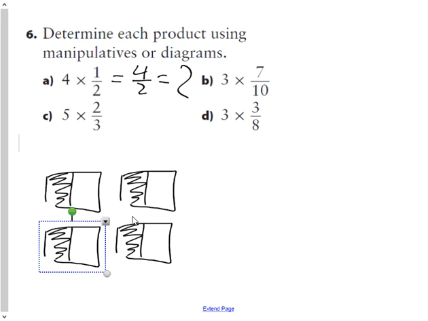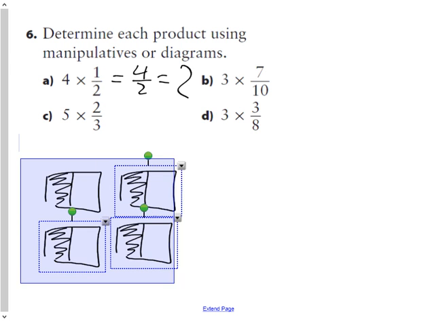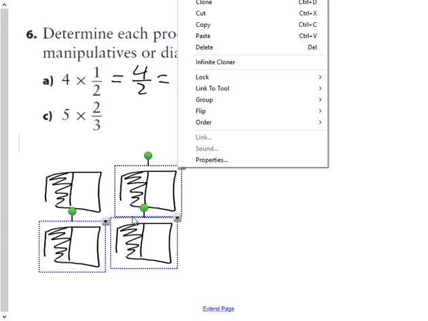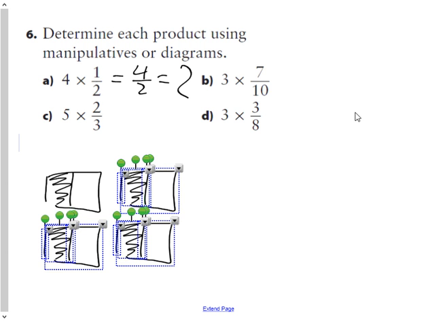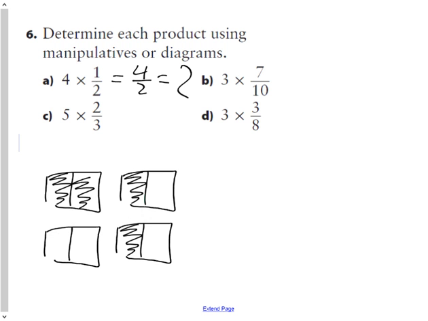And I can actually show it this way. Watch this. Hang on one second. Through the magic of smartboard technology, I'm going to ungroup those, hopefully. There we go. And I can move this one over here. And I can move this one over here. And we see why 4 halves equals 2. Amazing.